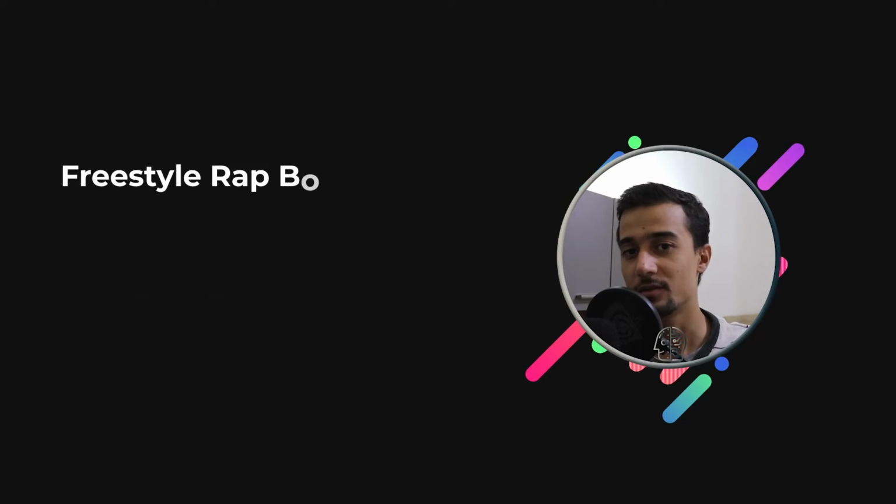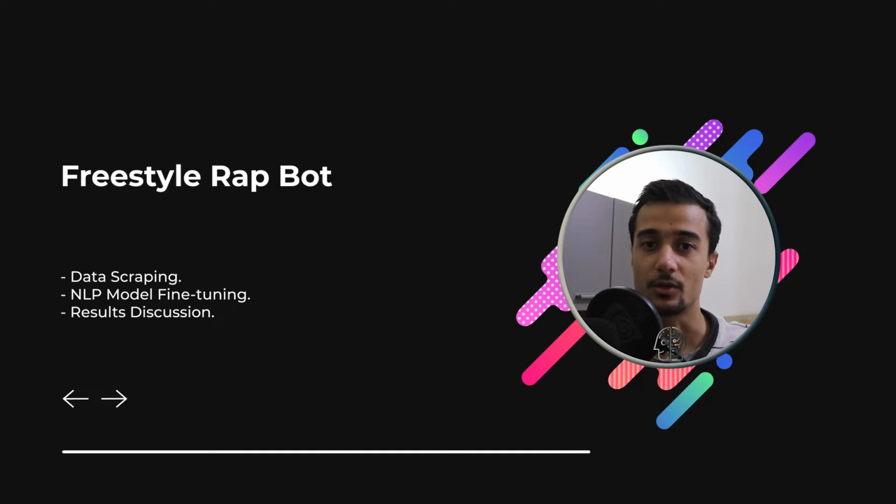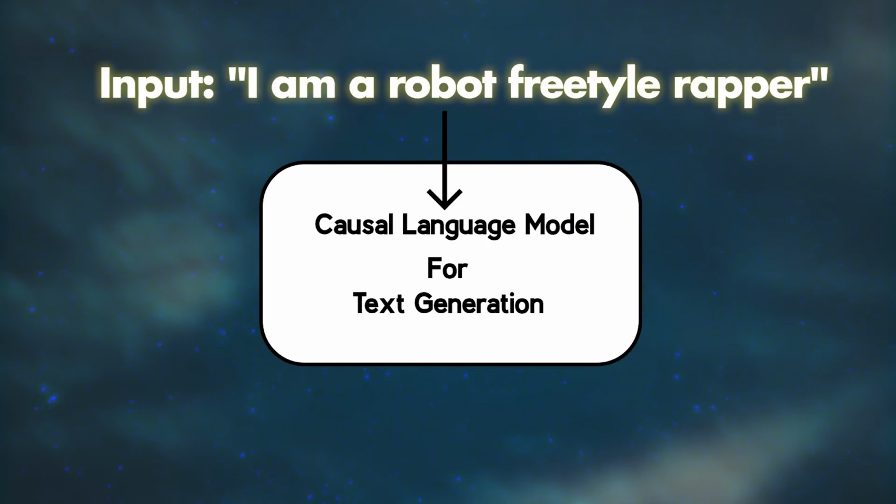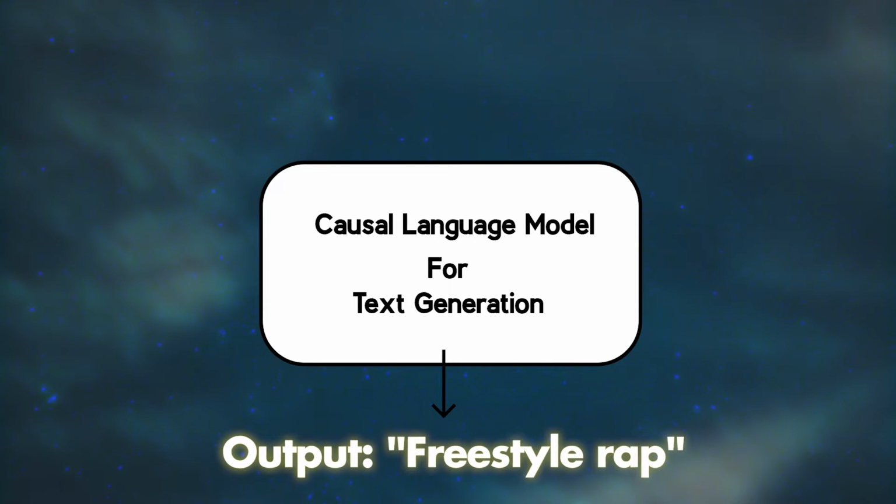So as the title indicates, in today's video we're gonna try to build a freestyle rap bot. To do that, we're gonna fine-tune a language model for text generation. Then we're gonna use it to generate freestyle rap. We're gonna feed it the beginning of a sentence as an input or as a prompt, and hopefully the model will generate rap lyrics using that prompt.